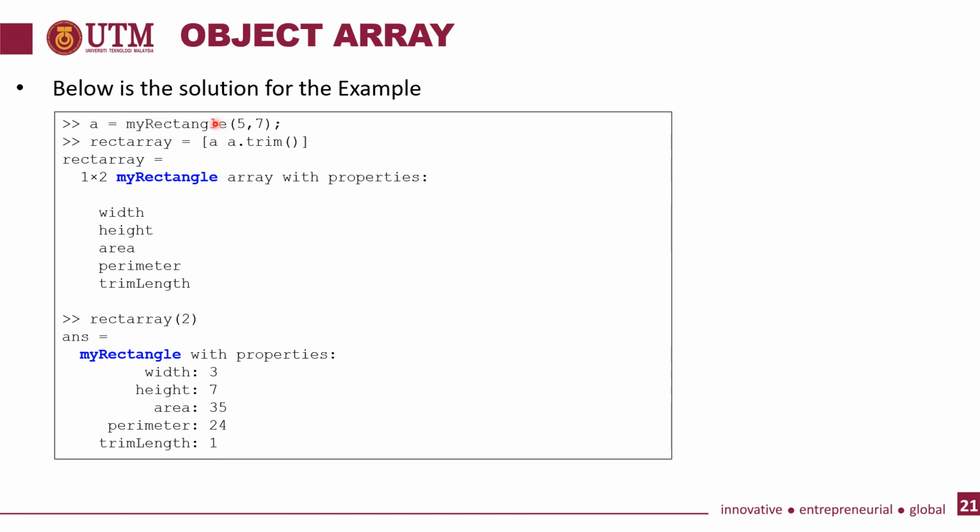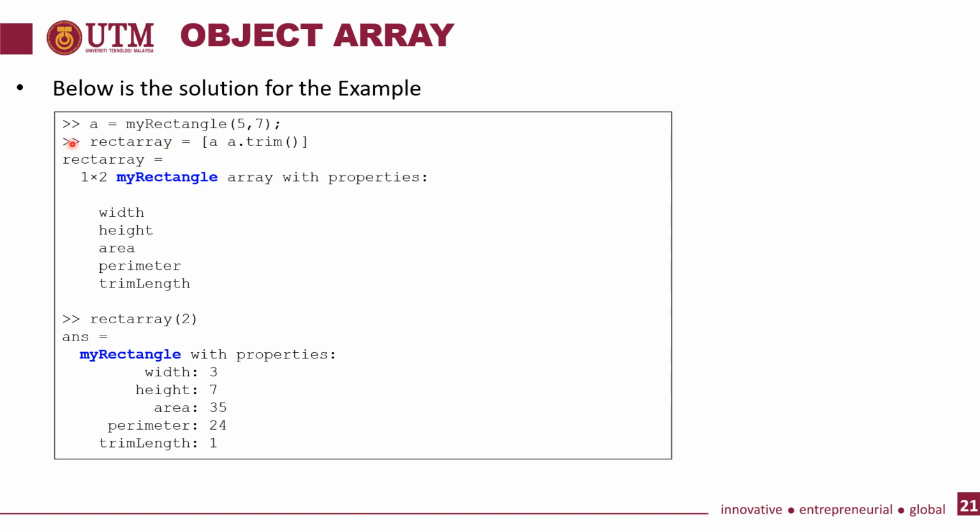And then you will create a rectangle array. This is an array that you create, equal to a, which is this object. And in the second column you initialize it as a.trim, which will call the trim function, so it will show you the trimmed value of the rectangle. So this is the first row, first column: the myRectangle array with properties. So this is a.